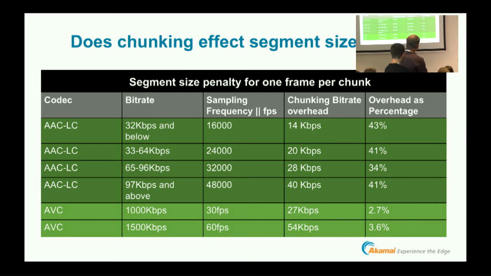So, and even for 60 frames per second at 1500, it's only 3.6%. And if this video was 5 megabits or 6 megabits, like it actually is for 1080p, this number would be well under 1%. So the point with this is we don't, in practice, pay a large penalty for the chunking. Certainly 1 or 2% is acceptable in return for the latency reduction. Okay, thank you. So, another question.